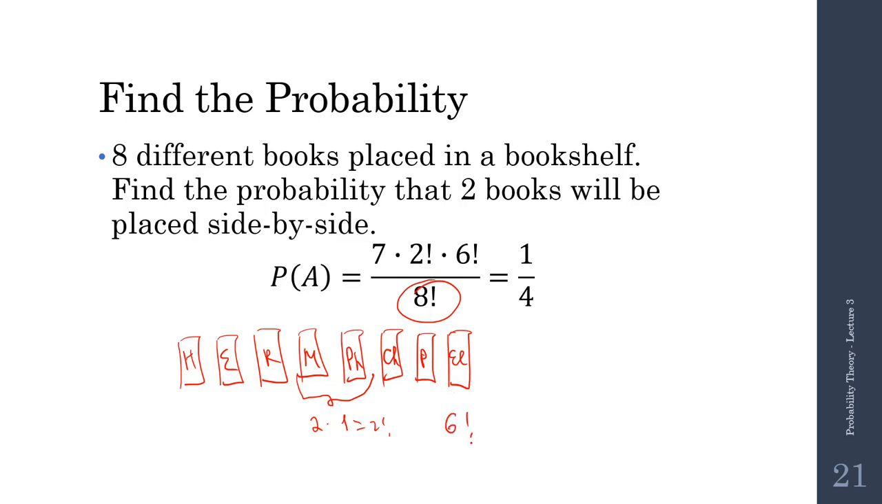It's also 6 factorial. We have 6 books and 2 books joined, since we want them to stay together. Let's think of them as one joined book, so we also have to multiply by 7, because we have the 6 books here and we consider this as 1 book, so in total we have 7 books. The probability can be calculated using the above formula, which is 1 over 4.